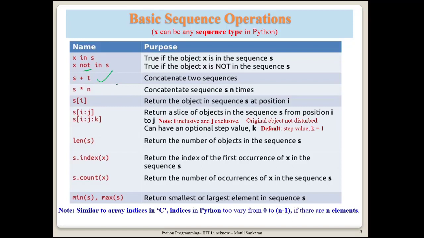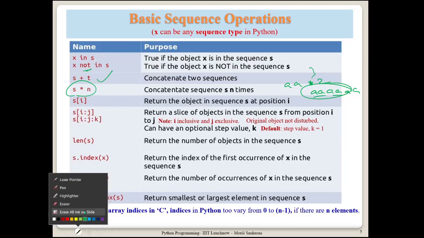Concatenate operations of two sequences are there. And multiplication, this is like creating a sequence n times. So if suppose you have A, if you say 2 star into A, that means AA. You will be creating it twice. If it is 3 into A, you will create AAA. So this kind of data you can create using this.